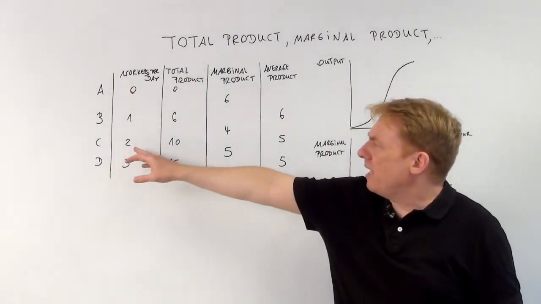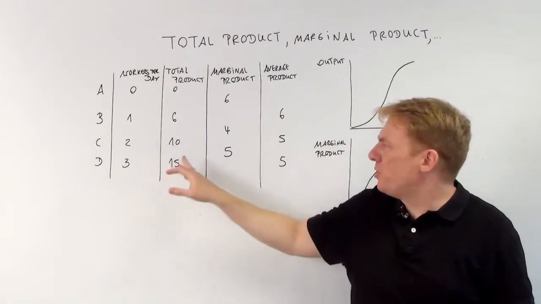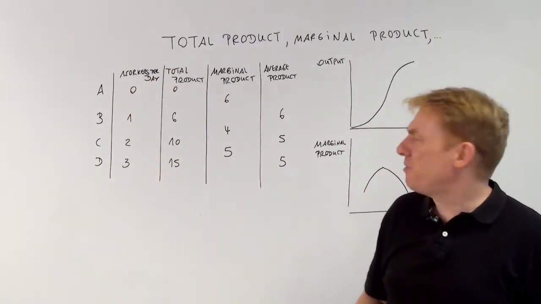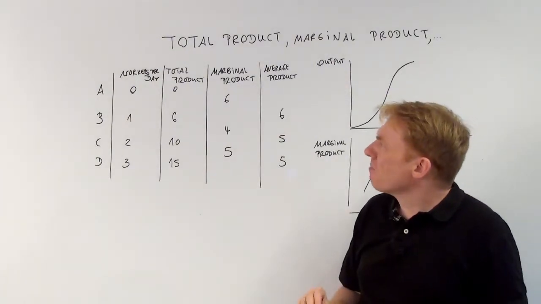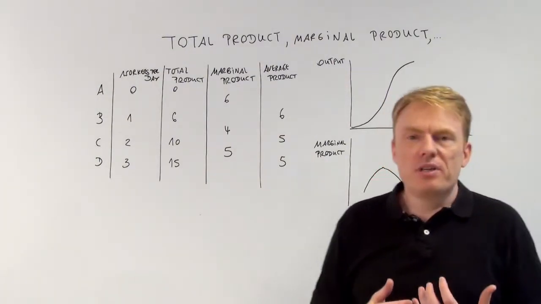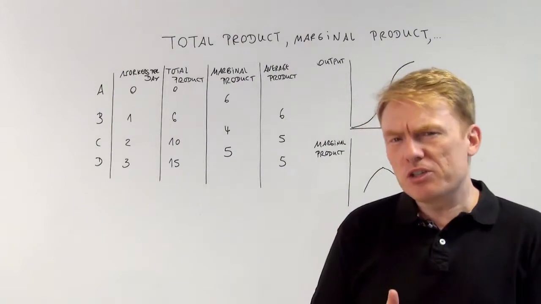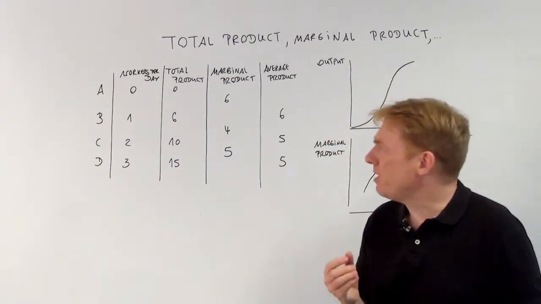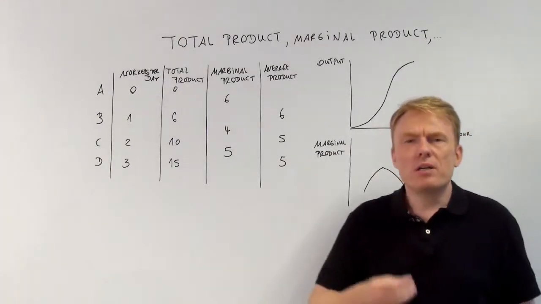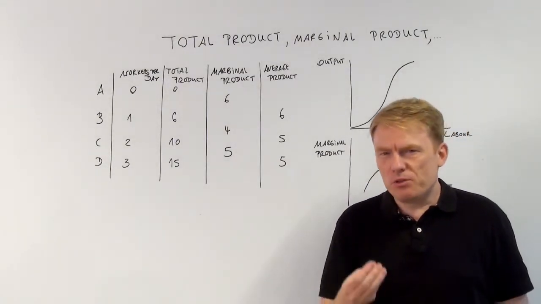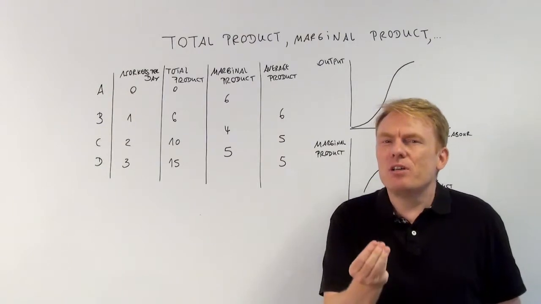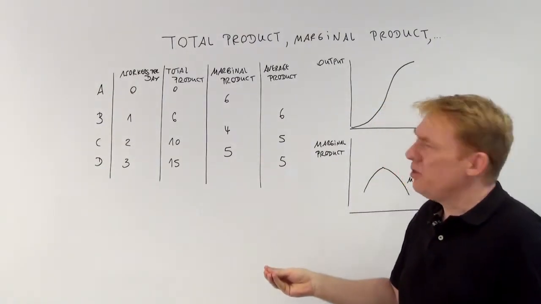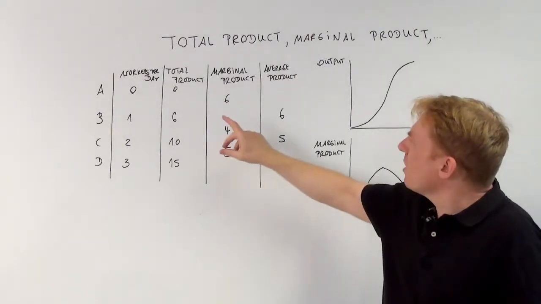So again, 2 workers per day produce 10 different books per day. 3 different workers produce 15 different books per day. So total product is easy. What's the marginal product? The name itself indicates it already. If you look at 1 additional worker, you try to see what's the additional number of books that can be produced using 1 additional worker.